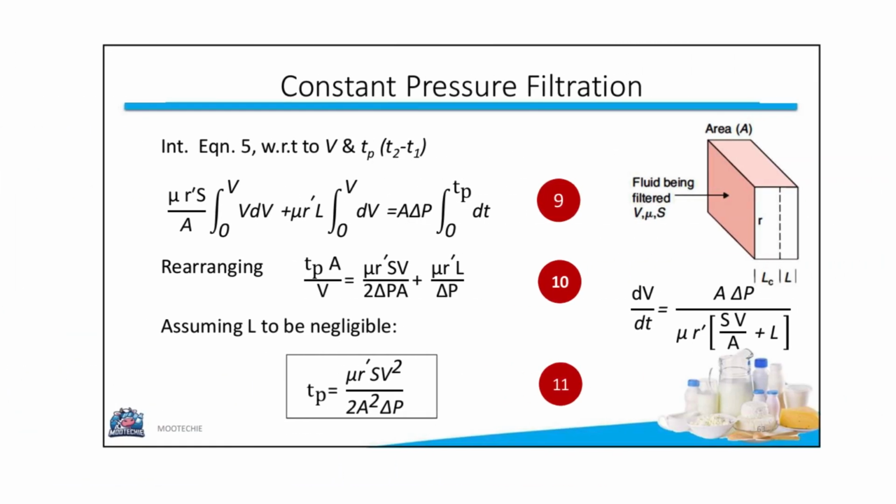For constant pressure filtration, we integrate the governing equation with respect to volume and time. After rearranging, we get an equation that relates the time, Tp, to the volume filtered. If L is assumed to be negligible, the equation simplifies to Tp equals μ times R' times S times V squared divided by 2 times A squared times ΔP.